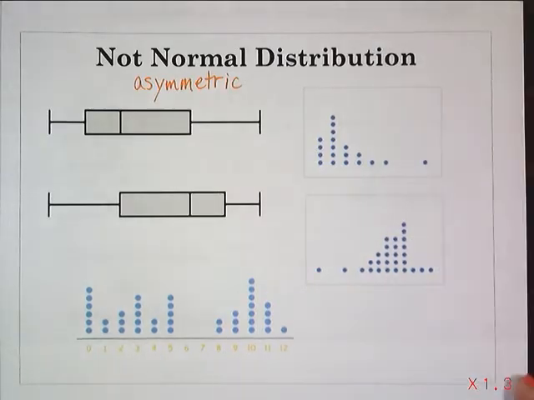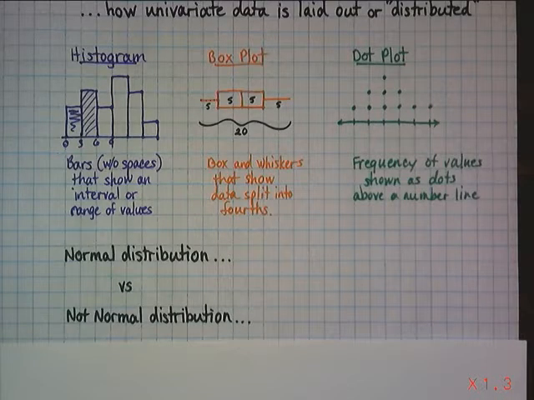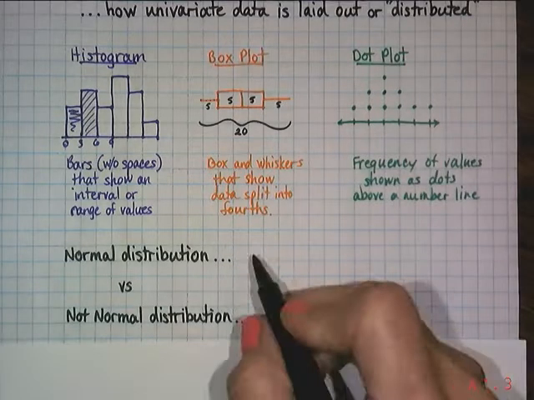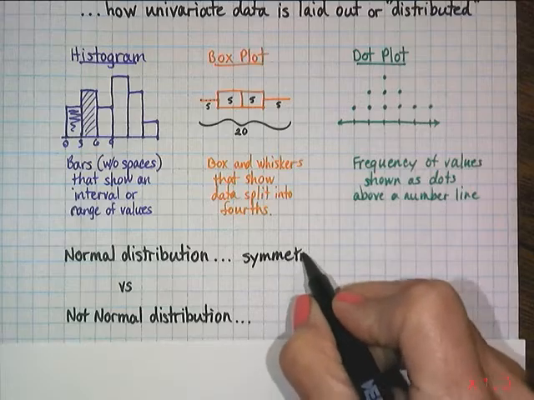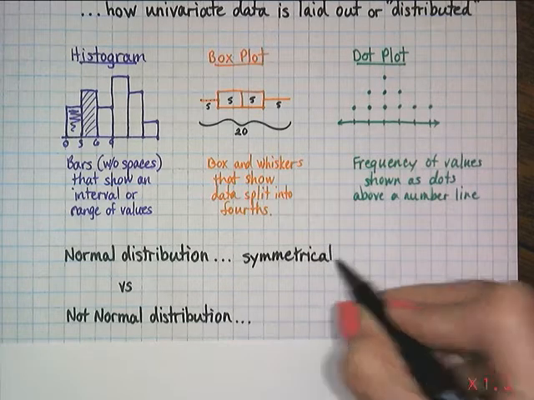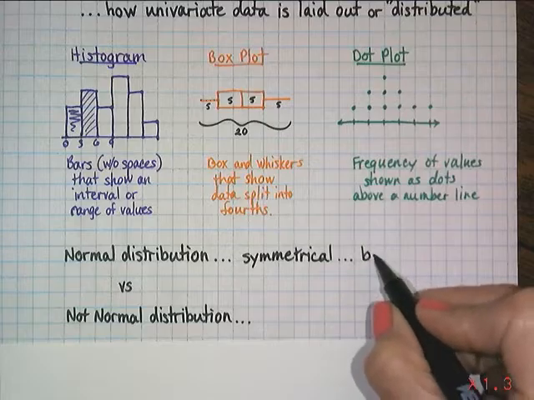So if you're taking notes along with me, I'd like you to write down normal versus not normal. A normal distribution would be something that's symmetrical, symmetric, or symmetrical with respect to the bell curve. I am going to write bell-shaped.